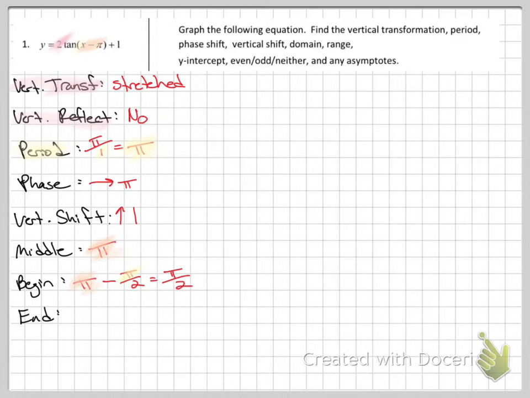The end is going to be pi and half of it to the right. So the middle, and then half the period is to the right of the middle. That's not the right color. Which is going to give me 3 pi over 2. Okay, it's all on the positive side. Let's use black.